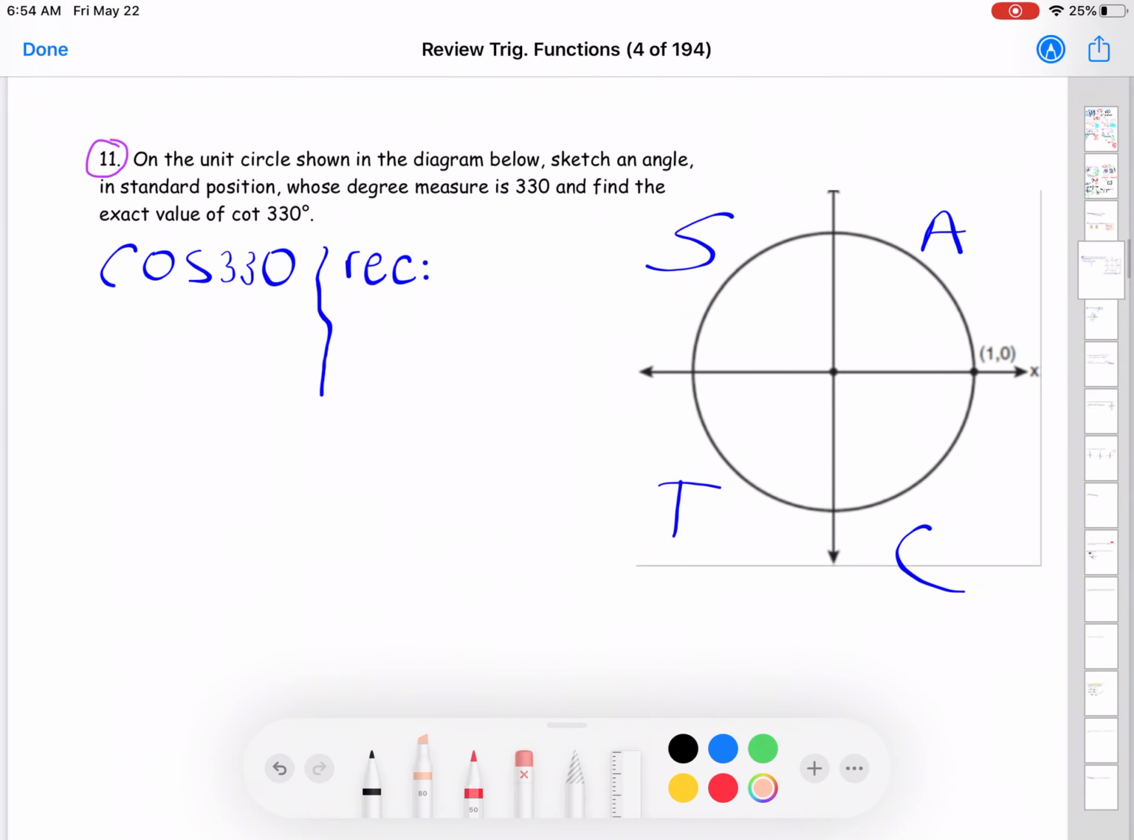Number 11, on the unit circle shown in the diagram below, sketch an angle in standard position whose degree measure is 330. Find the value of cotangent of 330. Oh, I think that's supposed to say, is it supposed to say that? Hold on one second.